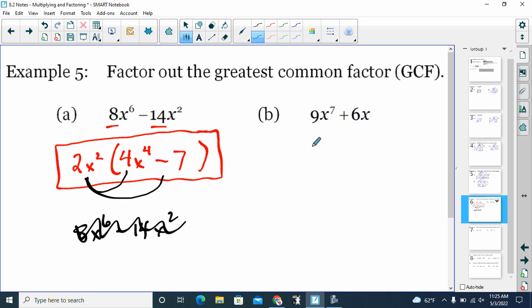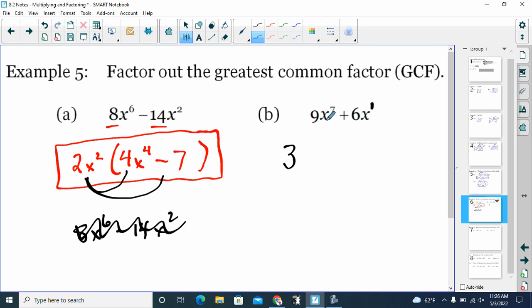Part B. 9x to the 7th plus 6x. Remember, x is the same thing as x to the 1st, even if it's not written there. If it helps to draw it in, do it. 9 and 6, we want to think about the biggest thing I can divide those both by. I can divide them both by 3.